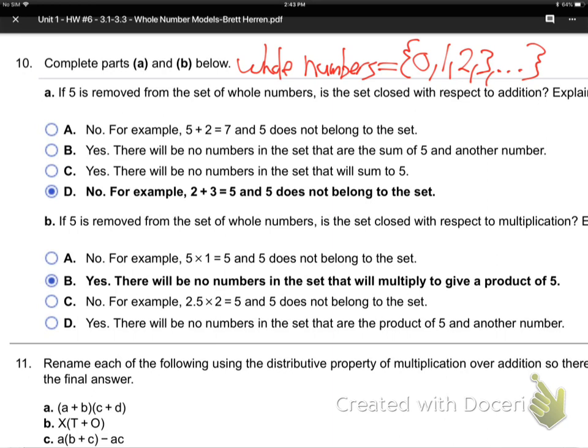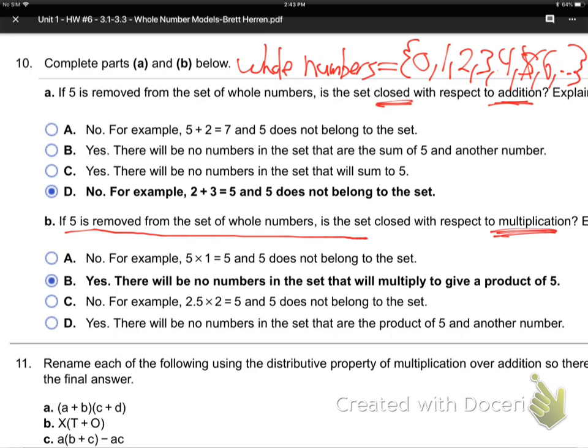So if you take 5 out, if you say, okay, I've got all the whole numbers except I'm skipping 5. Bye-bye 5. 6, on you go. But no 5. Would it be closed with respect to addition? Now we're talking about adding, meaning if you add any two numbers in there, will the answer still be in there? Well, obviously not. 2 plus 3 is 5, for example. And you said 5's not in there. So it would no longer be closed.